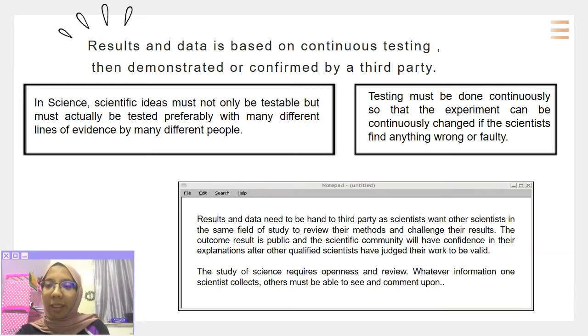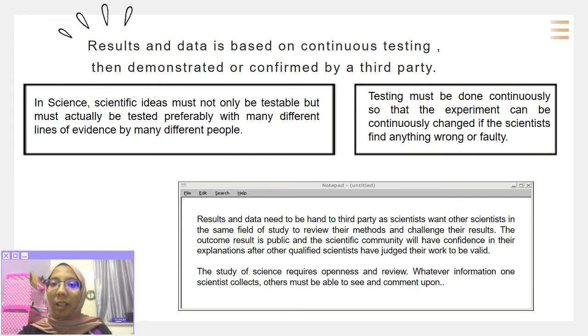The third characteristic of objectivity is that results and data are based on continuous testing, then demonstrated or confirmed by a third party. In science, scientific ideas must not only be testable, but must actually be tested, preferably with many different lines of evidence by many different people. Then, testing must be done continuously so that the experiment can be continuously changed if the scientists find anything wrong or faulty in the experiment.